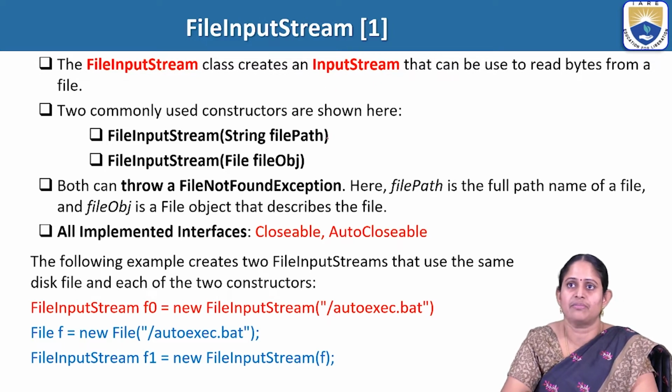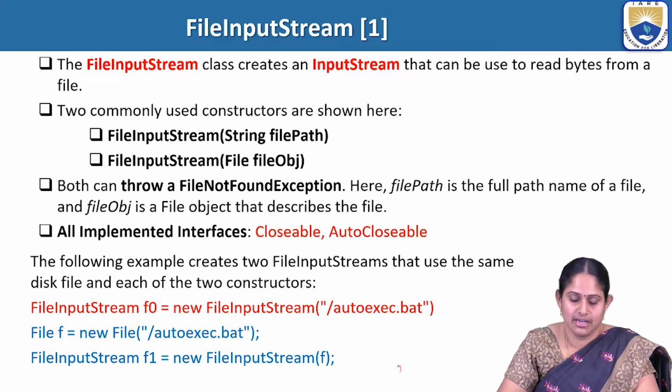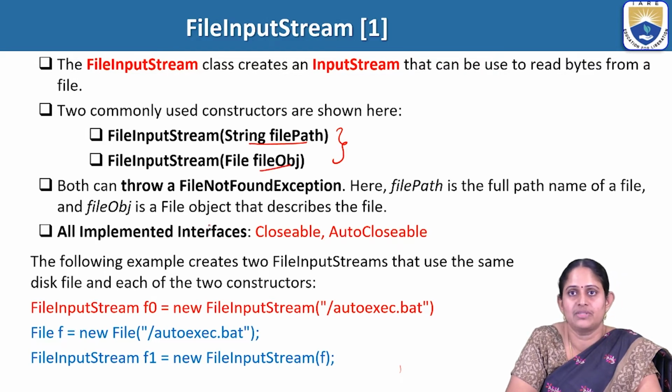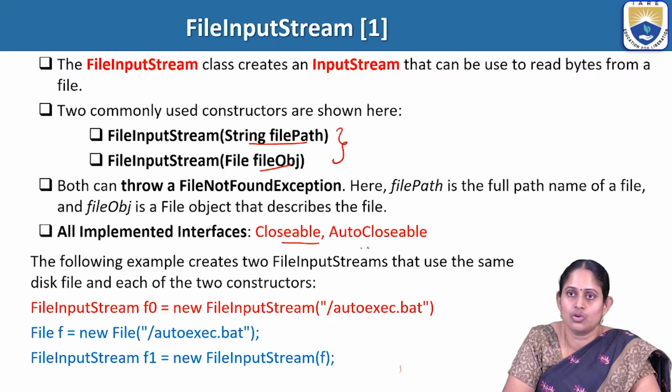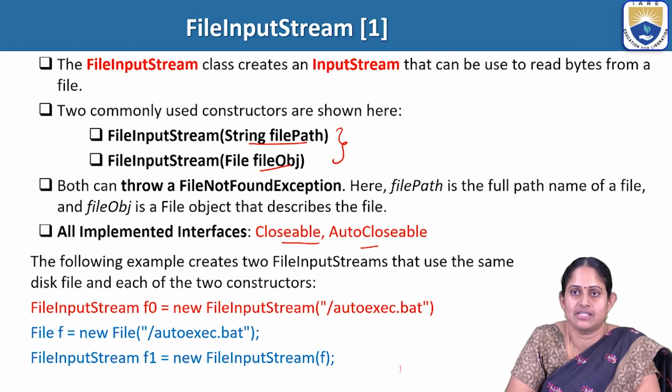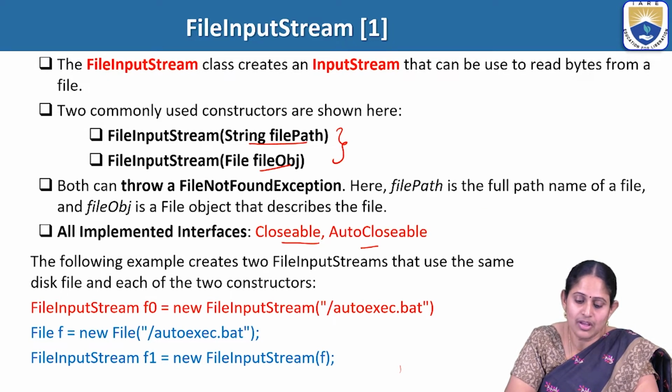FileInputStream creates an input stream that is used to read bytes from a file. There are two constructors which can be used: one specifies the file path as a string, and the other takes a File object as a parameter. These classes implement the Closeable and AutoCloseable interfaces, which contain the close method, which has to be called to release the resources held by these objects.